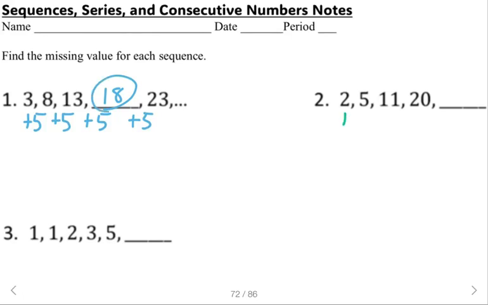All right, this time we're adding 3, but then we'll add 6, and then we'll add 9, and so the next one we would add 12 to keep that pattern going of adding multiples of 3.